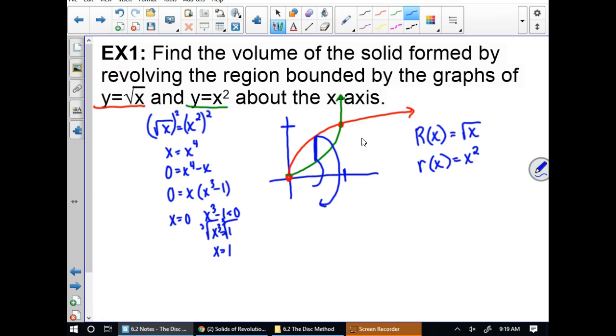So what you're doing is you're taking the integral from 0 to 1 of the square root of x squared, and you need a pi out here, minus pi times the integral from 0 to 1 of x squared, and I really should put a dx with both of these.